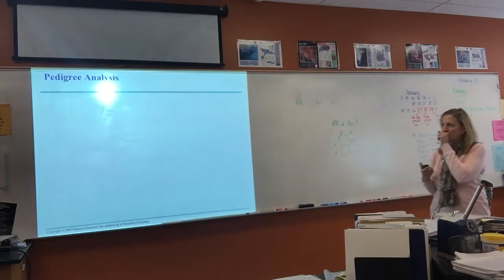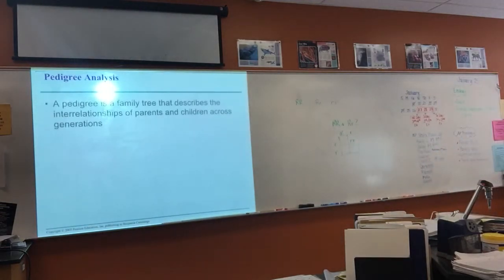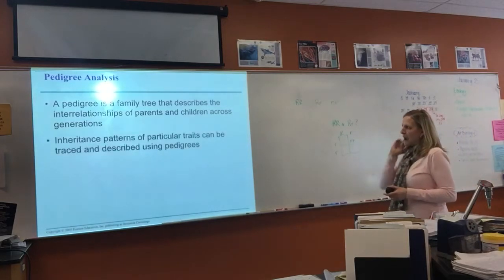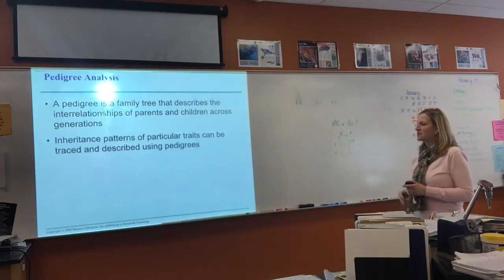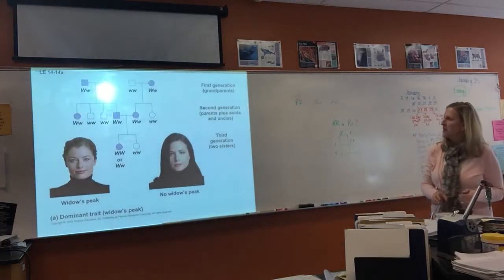So what we do is we make what's called a pedigree, or a family tree, that describes the relationships of parents and children across generations. And so this can sometimes, not always, give you information about the individual. So inheritance patterns of particular traits can be traced and described using pedigrees. And so this is an example of a pedigree.